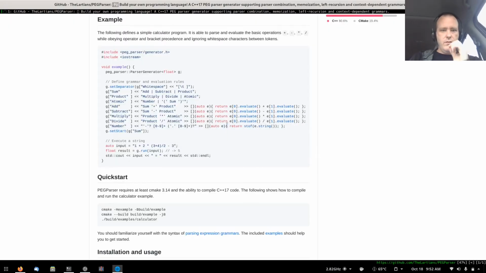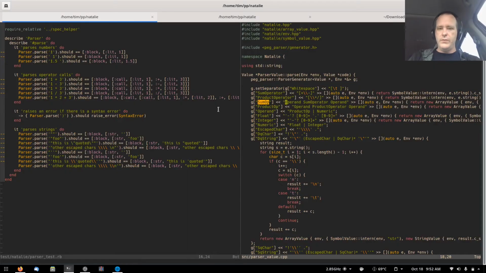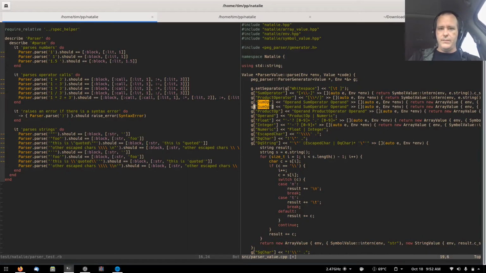How did they do it over here? They have a sum is an add or subtract or product. Oh, okay, so we need like another level. Let's just call this a sum. And a sum is a sum op or a product op or a numeric. And this one's not going to have any junk over here. No processing.